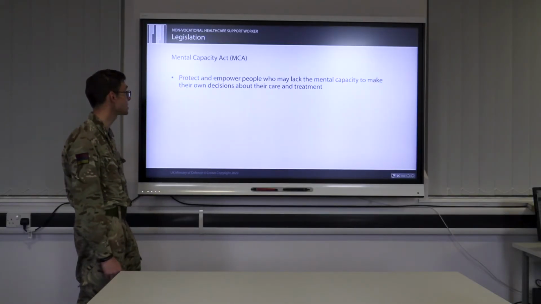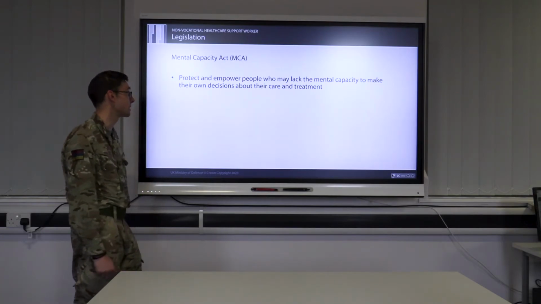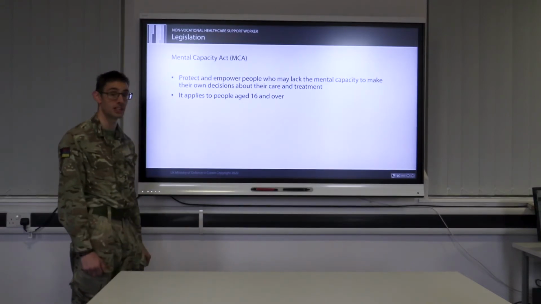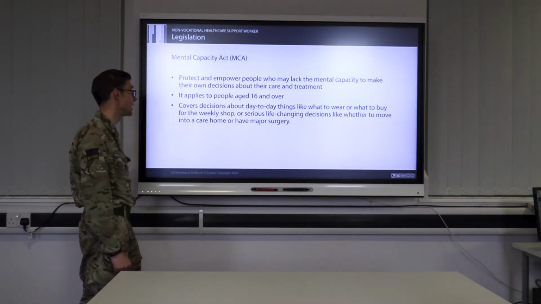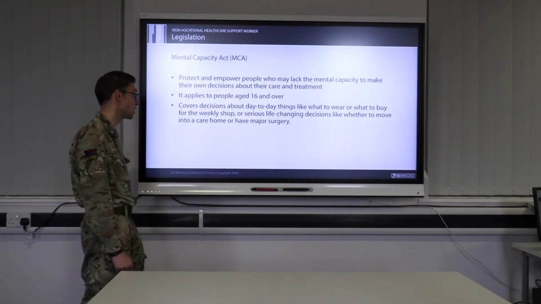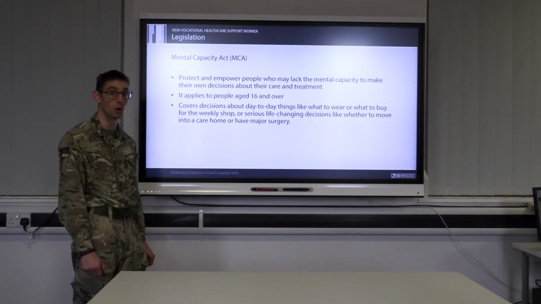The Mental Capacity Act protects and empowers people who may lack the mental capacity to make their own decisions about their care and treatment. It applies to people aged 16 and over. It covers decisions about day-to-day things like what to wear or what to buy for the weekly shop, serious life-changing decisions like whether to move into a care home or have major surgery.